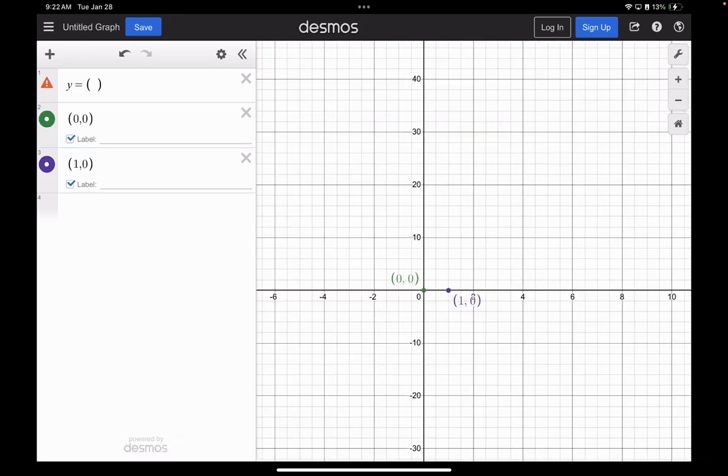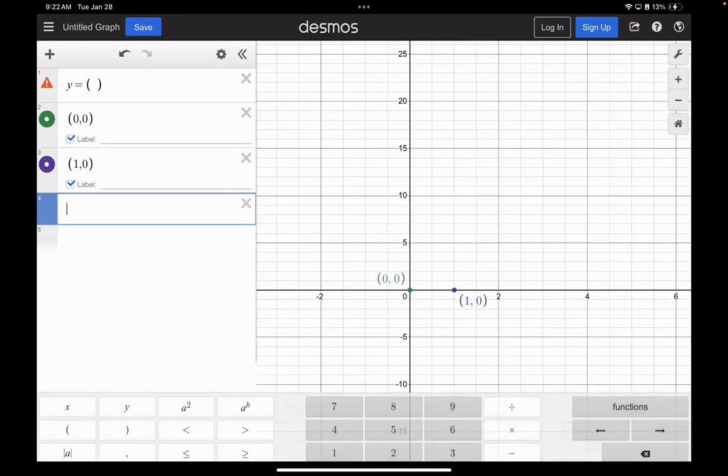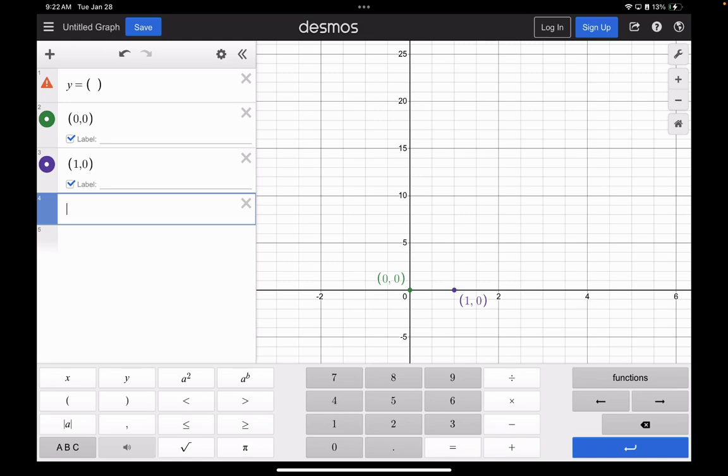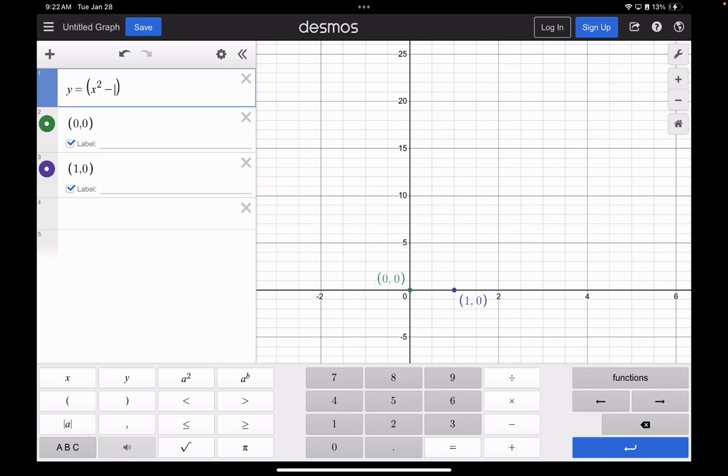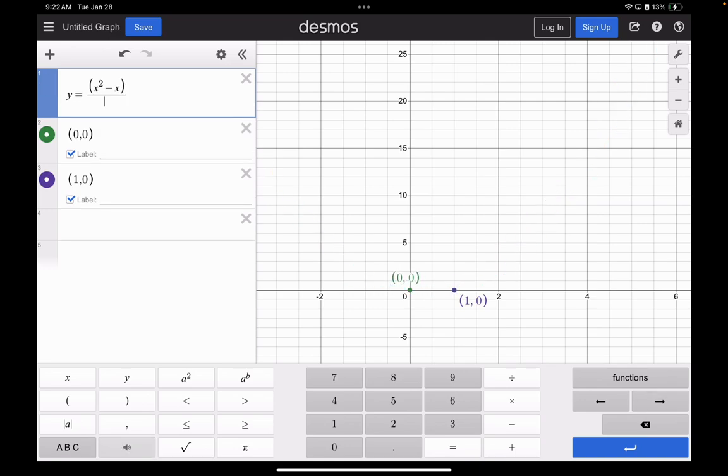Okay, so I got a couple points. Y equals x squared minus x over x plus 1.